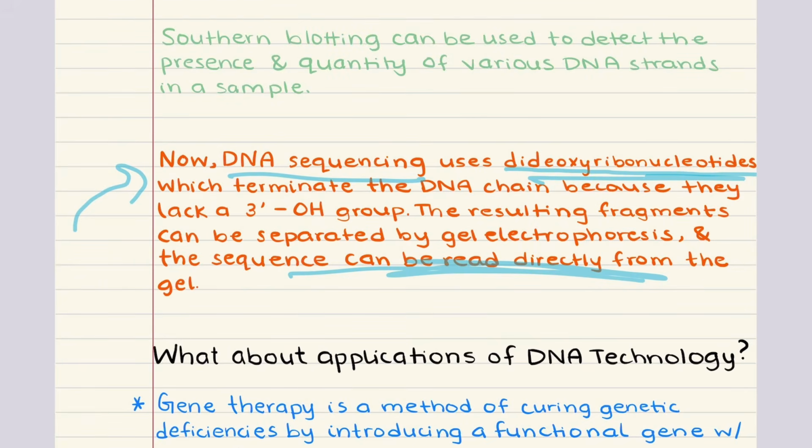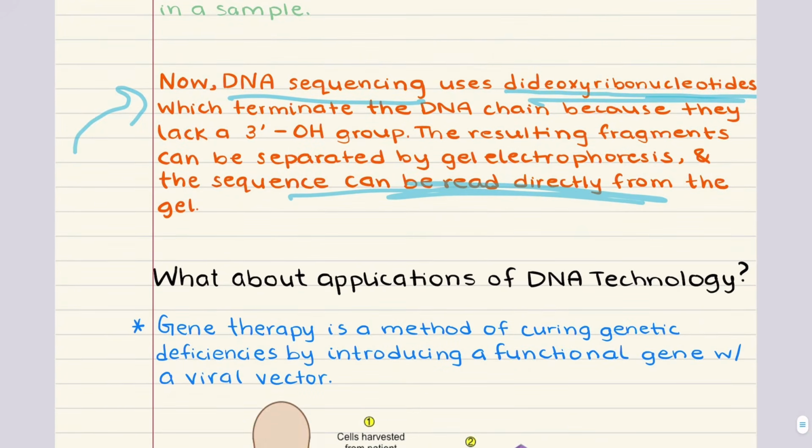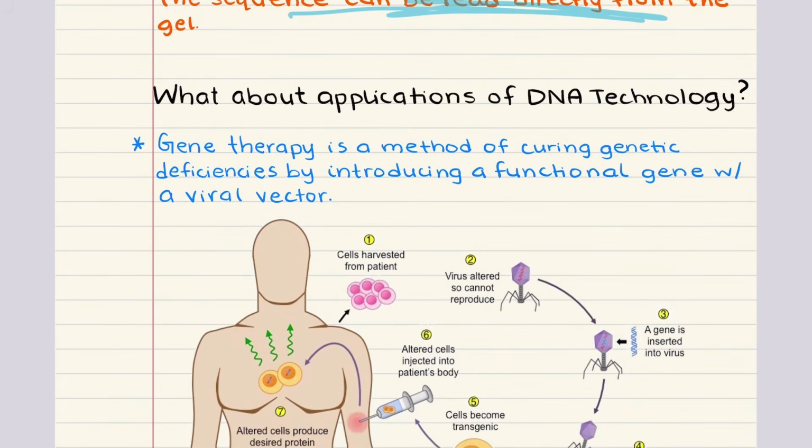Now that we've covered the core techniques in recombinant DNA, let's finish this chapter by discussing some powerful applications of this technology. First, we have gene therapy. This is a method that's used to treat or potentially cure genetic disorders by introducing a functional copy of a gene into a patient's cell. Now, typically, this is done using a viral vector. This is a virus that's been genetically modified so it can no longer reproduce or cause disease.